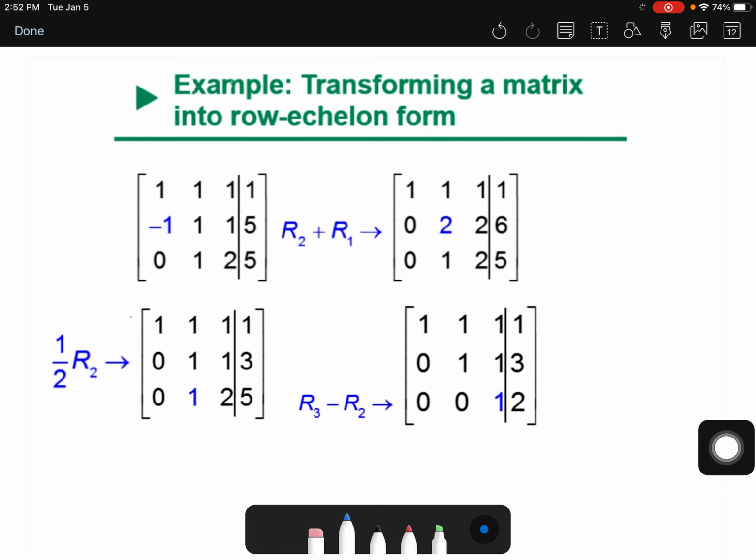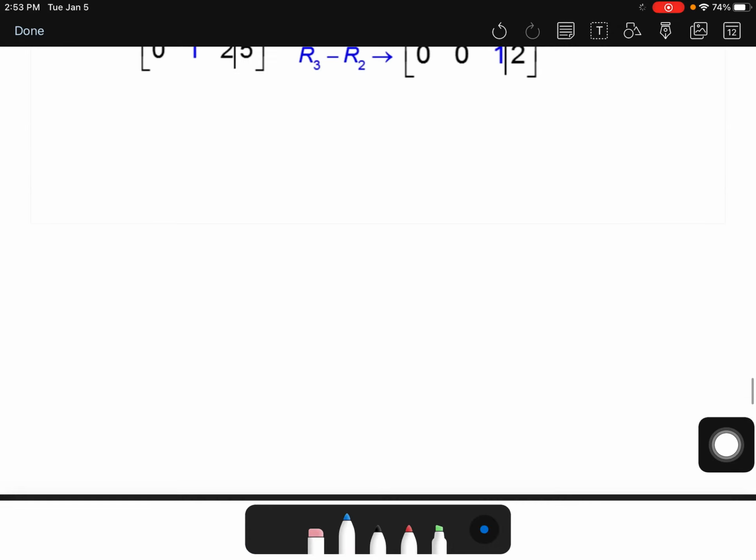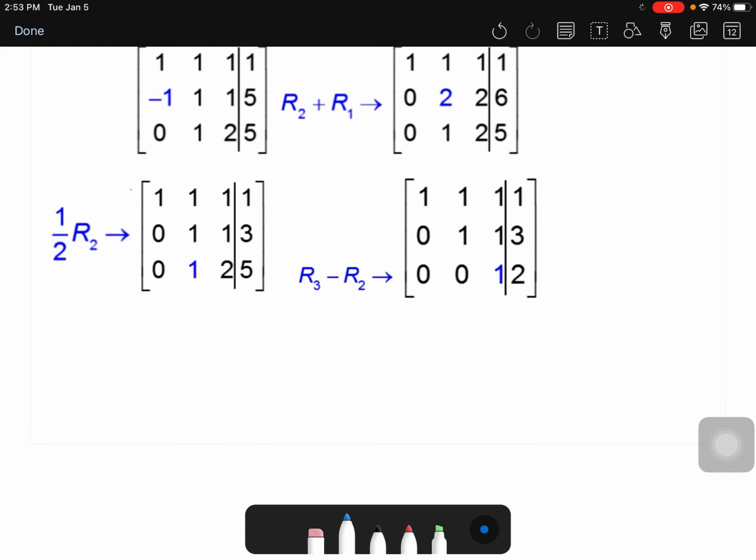Okay, so now I've got it into row echelon form, right? So I've got it to this point now where I have 1, equal, so that's z equals 2. So now I know that that's the case, right? So I could solve it at this point. So now that I've got it in row echelon form, this equation is going to read x plus y plus z equals 1. Then it's going to be y plus z equals 3. And then finally z equals 2. Okay, so I've got that.